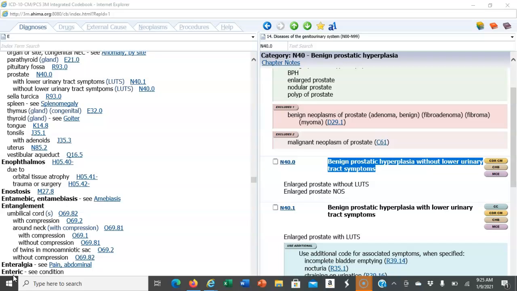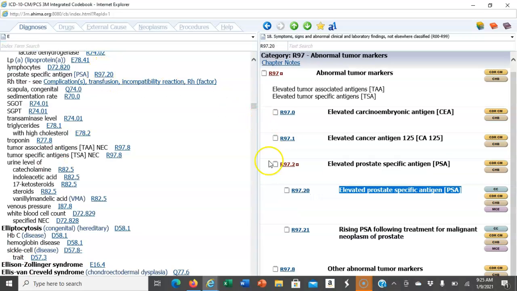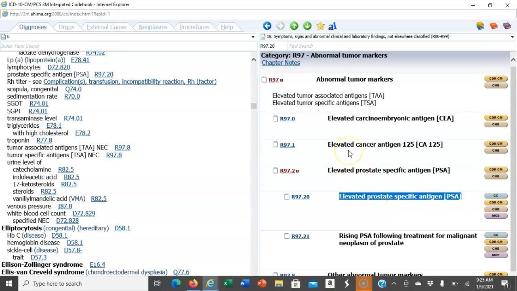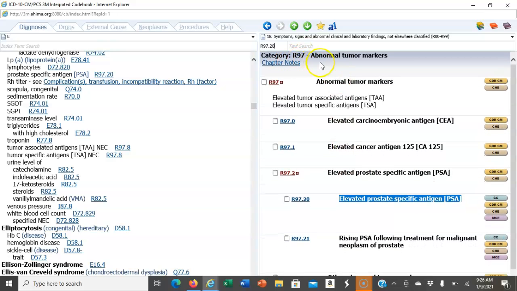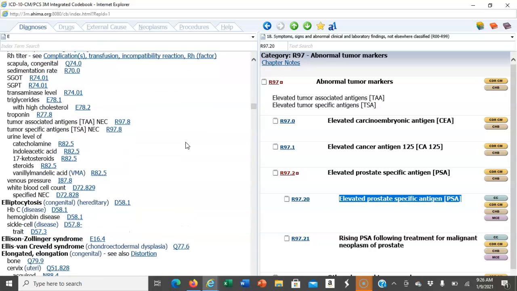In the next example, a patient was referred to a urologist for elevated PSA. So this is a sign and symptom code. And in the index, you can go to elevated, and then you'll find PSA, R97.20. And we can look at that in the index, and elevated PSA. And you'll notice that it's in a category for abnormal tumor marker. Tumor not necessarily meaning cancer, just meaning some type of neoplasm.